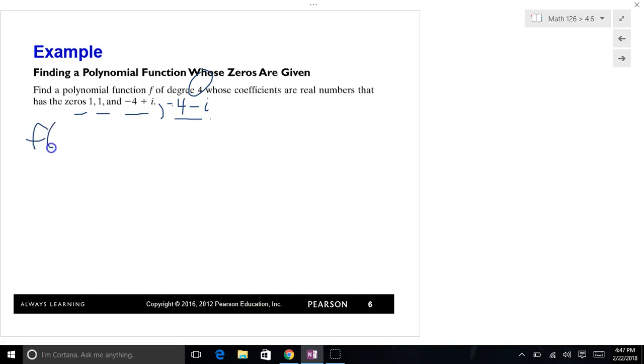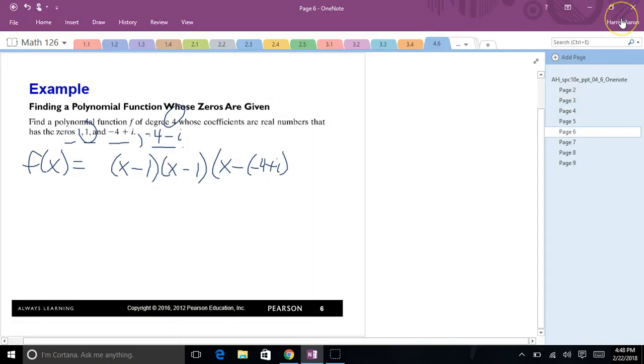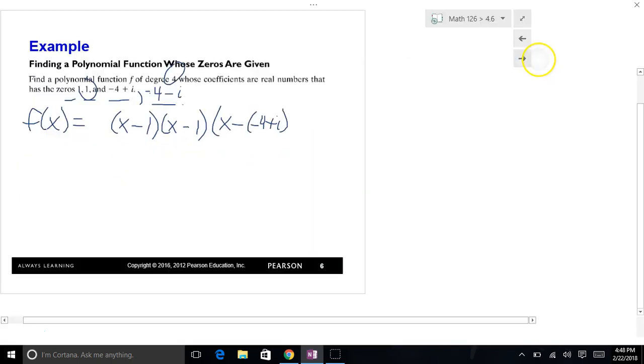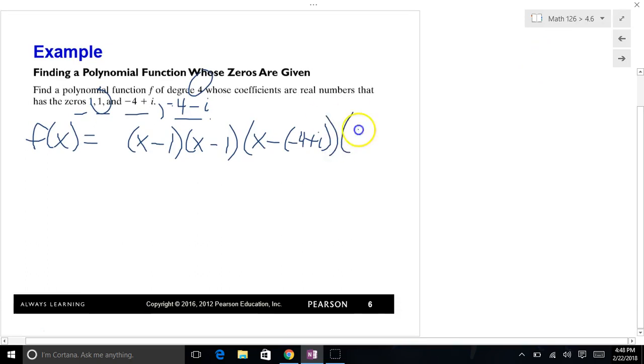So if 1 is a 0, then x minus that number 1 is a factor. And you have another 0, 1 again, it repeats twice. So x minus that 1 is also a factor. You have negative 4 plus i, so x minus the negative 4 plus i, and then x minus the negative 4 minus i is also a factor.